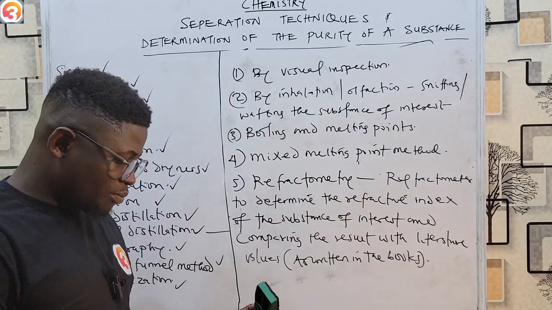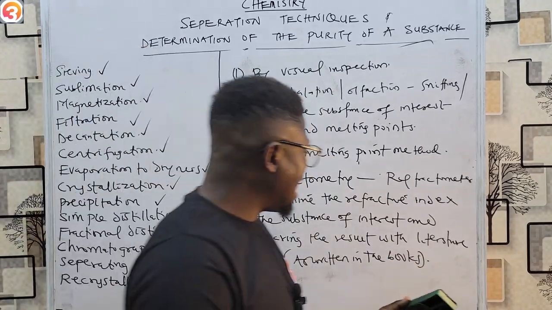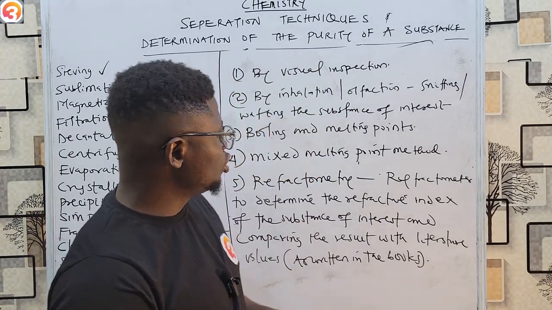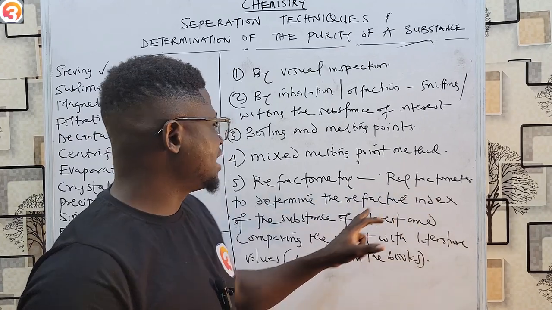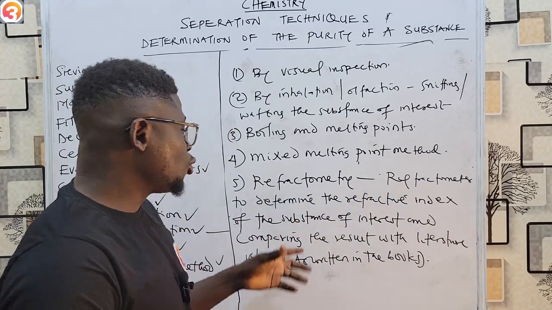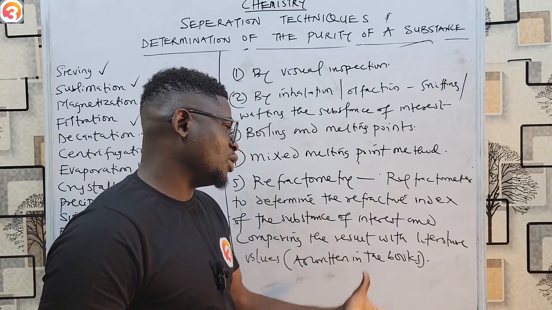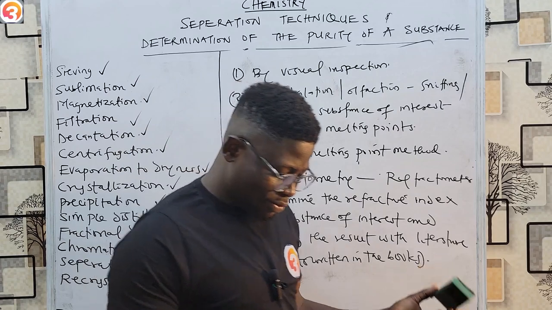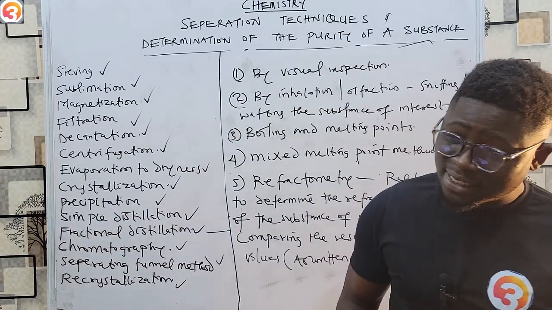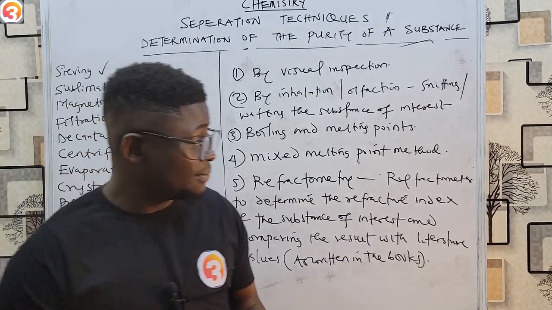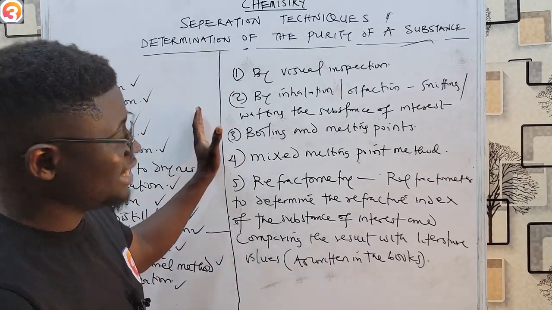Of course, there are some books that have values for substances that are pure. So what you do, you use a refractometer to determine the refractive index of the substance of interest, and then you compare the results you are having with the known literature values, as written down in the books. Interesting class, you may say. That is the end of this wonderful class on separation techniques.